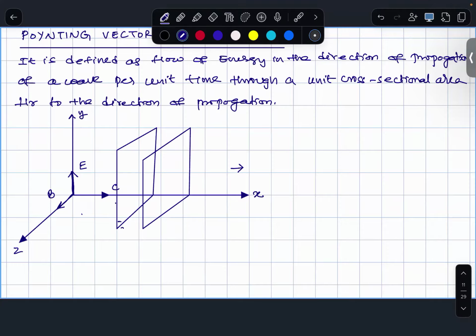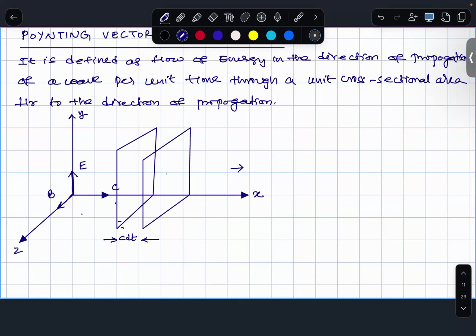Small portion of space, hardly separated by a distance CDT. Any doubt till this point?